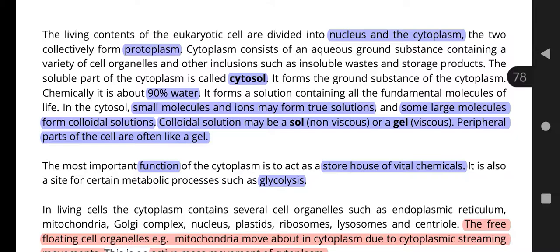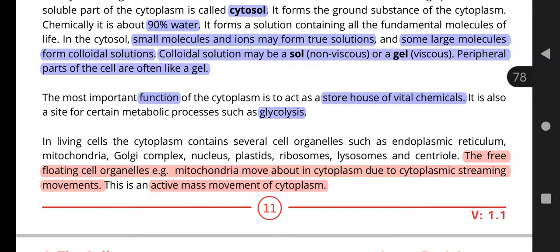So cytoplasm contains a lot of organelles as well. There are a lot of organelles like mitochondria and all the organelles of the cell: Golgi apparatus, nucleus, plastids, ribosomes, lysosomes, centrioles. But not all the organelles are freely moving. There are some organelles that are moving inside the liquid of the cell. These are especially mitochondria that move in the cell.